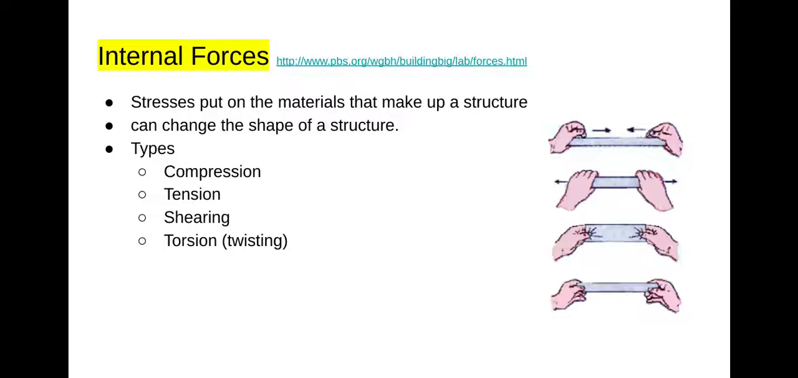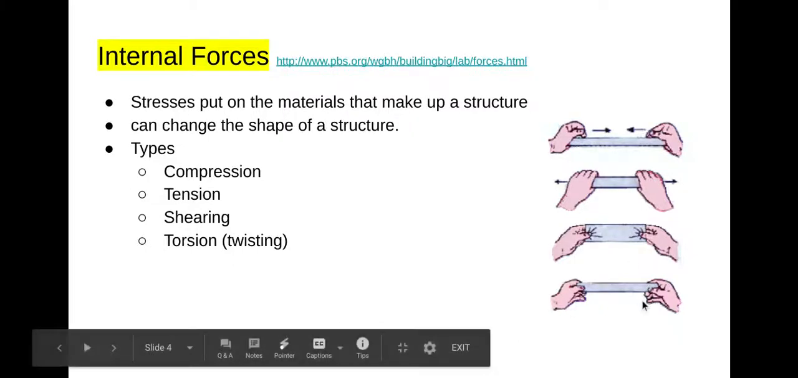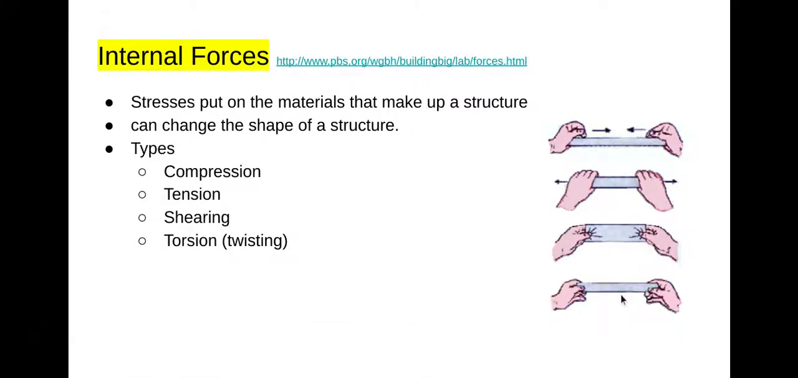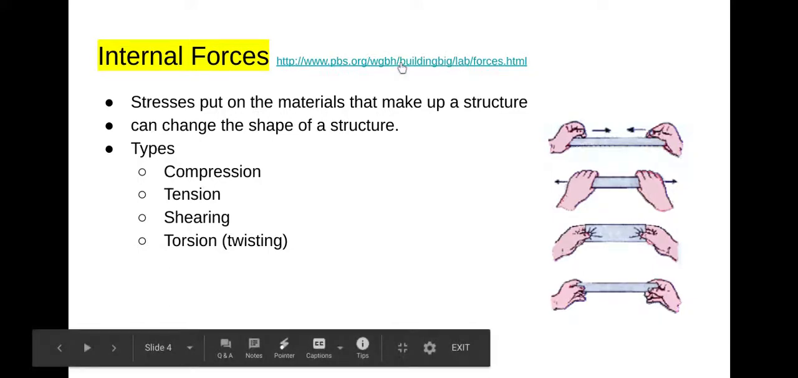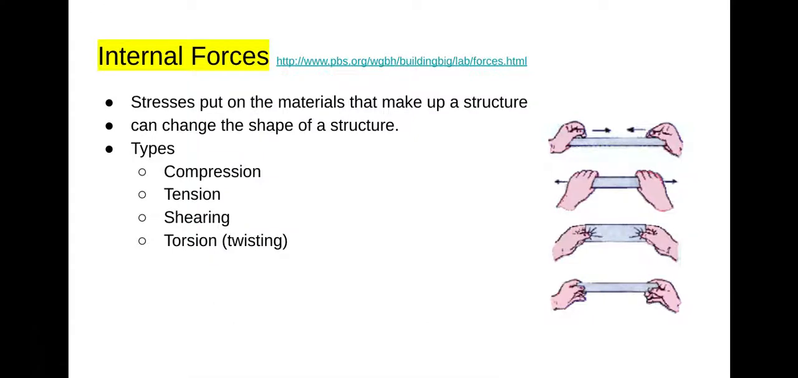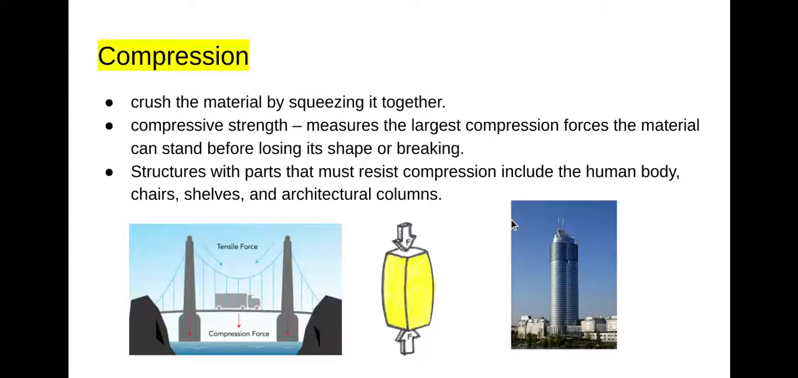The examples that we're going to look at, the four we're going to look at, are compression, that's when you're pushing them together, this first picture. Tension, when we're pulling them apart. Shearing, when we're ripping them or cutting them. And torsion, and this isn't a very good picture of torsion, but when you're twisting. You can go to PBS.org building big lab forces, and it's actually a good visualization of the different forces, and you can put different amounts of force in the different types.